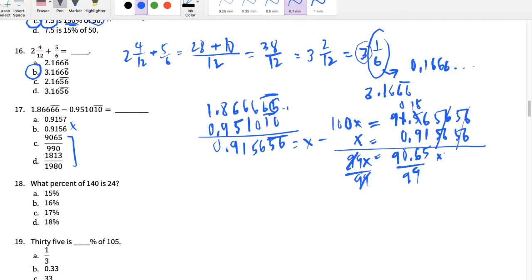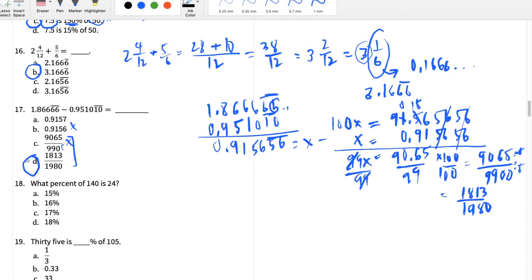So, multiply both by 100 to remove the decimal point here. That way we have a proper fraction over 9,900. Okay, so obviously, C is not the answer because you are missing a 0 here in the denominator. If we simplify this, both are divisible by 5. If you divide the numerator and denominator by 5, you should get 1,813 over 1,980. Answer here is letter D.